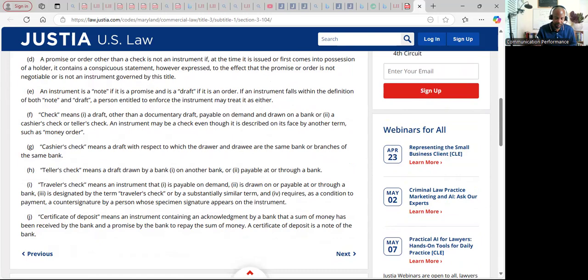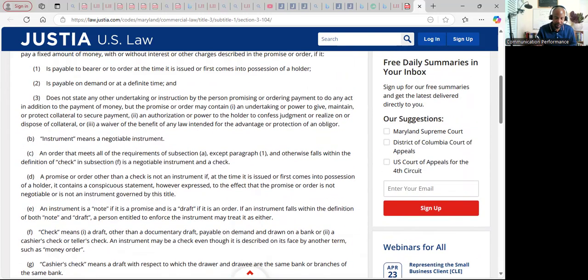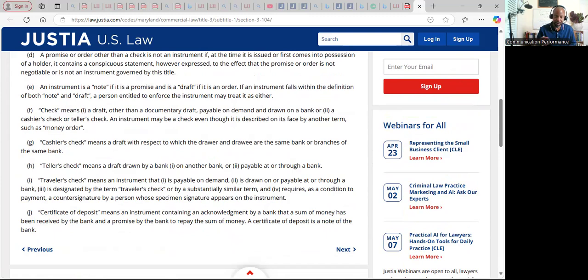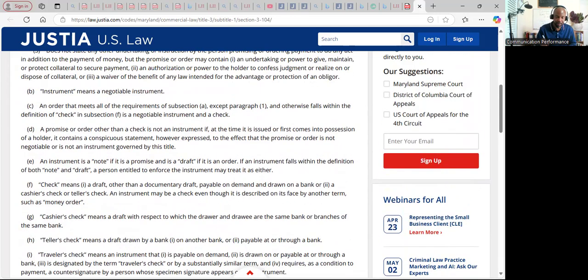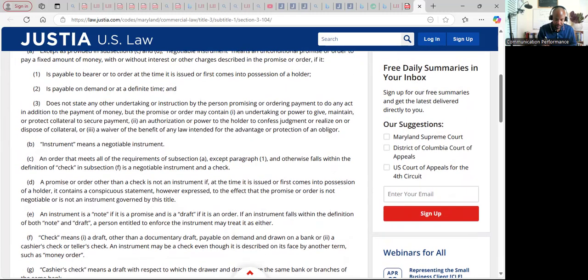Or even a check is an instrument. And here it'll tell you that an instrument means a negotiable instrument. So, and that relates back to the definition where it says a promissory note is an instrument, right? And it'll tell you, right? This here says an instrument is a note.